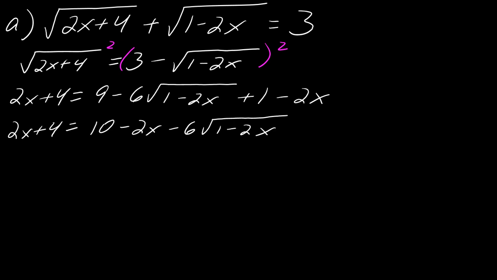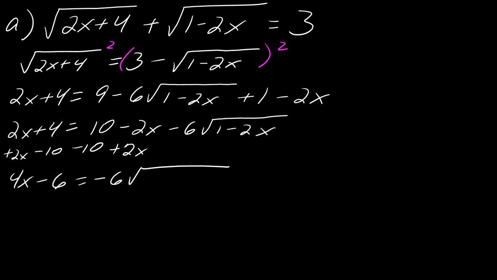So now I need to bring the 2x over and the 10 over so that I can isolate the radicals. Okay, and oops, I just realized I need to subtract 10 here. So this will now become 4x minus 6 equals negative 6 times the square root of 1 minus 2x. So notice here that everything is divisible by 2. So you can do this if everything is divisible by a certain number. This will just make the next step a little bit simpler.